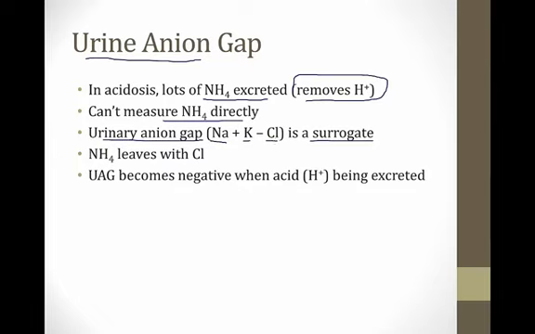And the reason this changes in the setting of acidosis is because those high levels of ammonium take chloride with them. So ammonium leaves the body with chloride. This makes the urine anion gap negative when there's lots of H+ being excreted. So you should have a negative anion gap in the setting of an acidosis.